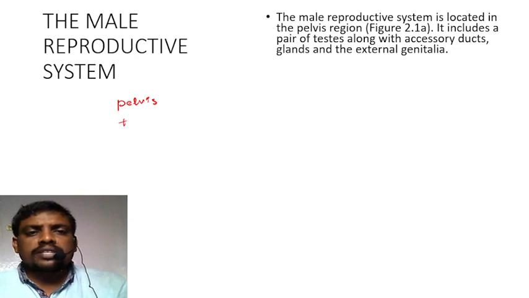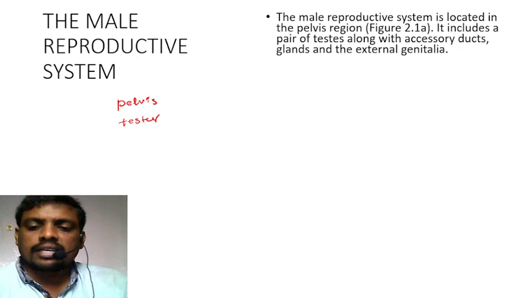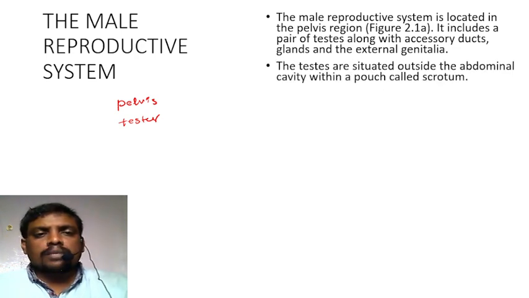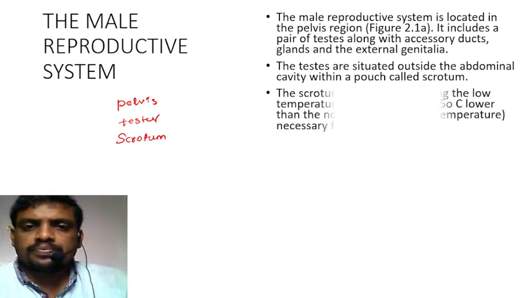It includes a pair of testes along with the accessory ducts, glands and external genitalia. Testes are situated outside the abdominal cavity, within a pouch called the scrotum.